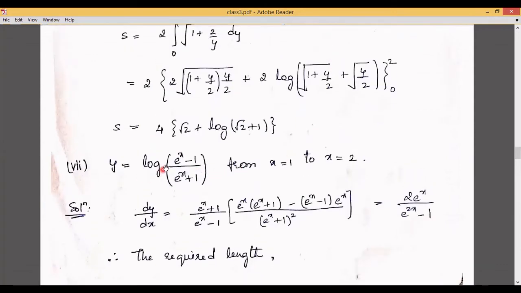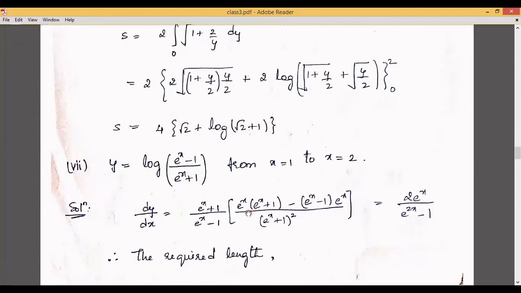y is equal to log of e power x minus 1 by e power x plus 1, from x equal to 1 to x equal to 2. So when you differentiate this with respect to x, you know the derivative of log x is 1 by x. Derivative of x, you have this. So 1 by e power x minus 1 divided by e power x plus 1 comes to the numerator. And for the derivative of this, you need to use the quotient rule. So u dash v minus uv dash divided by v square. So I have used the quotient rule formula.